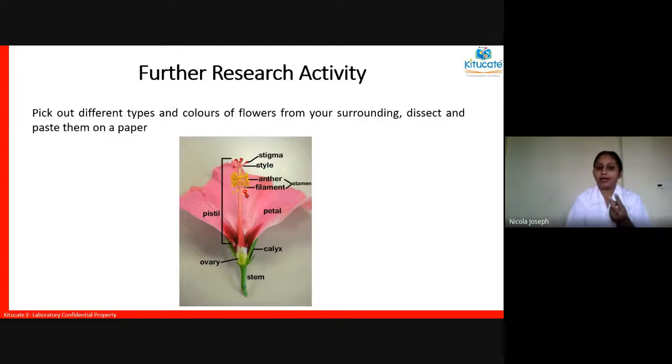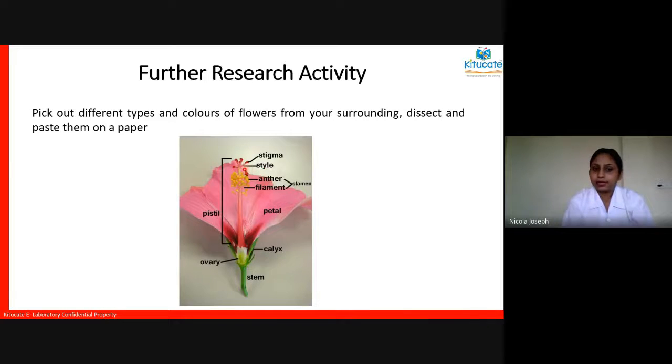So stamens have two parts, anther and filament. You can see there's an arrow, anther and filament together make up the stamen. When you take a look at the pistil, it is on top of that. The pistil has three parts, that is the stigma, style, and the ovary.